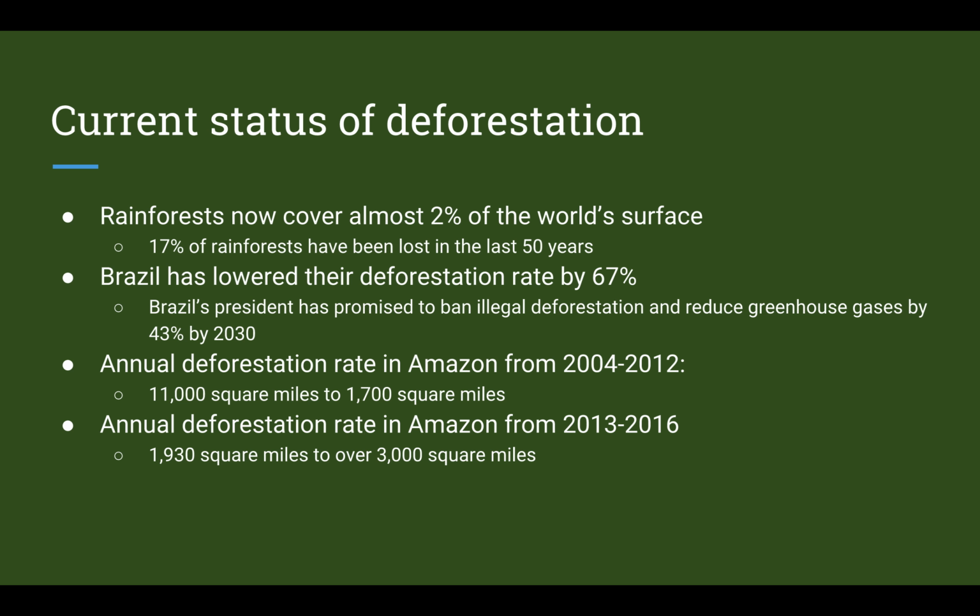What I found most interesting during this research was that the annual deforestation rate in Amazon in 2004 was 11,000 square miles. In 2012, 1,700 square miles were cut from deforestation. In 2013, 2,000 was cut. In 2016, it rose to 3,000 square miles. And this is because of the increasing amount of mining and logging that occurs in the area.